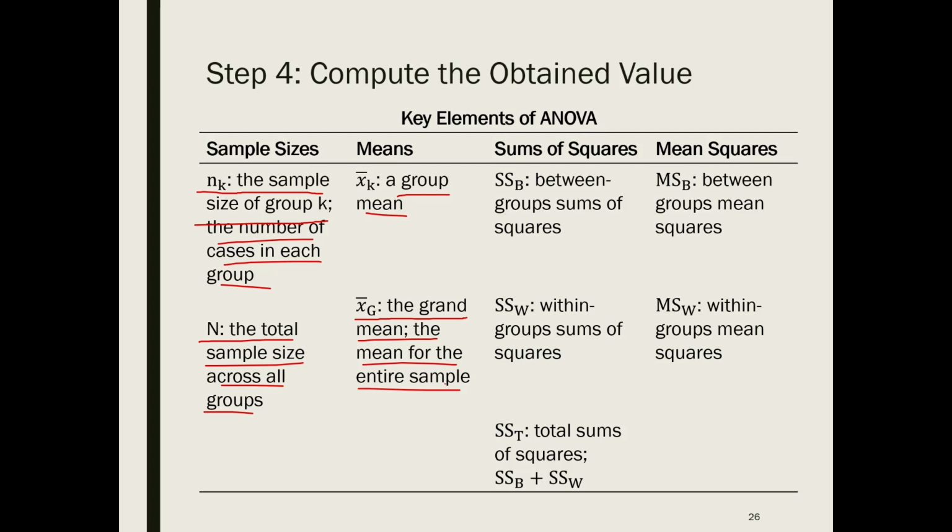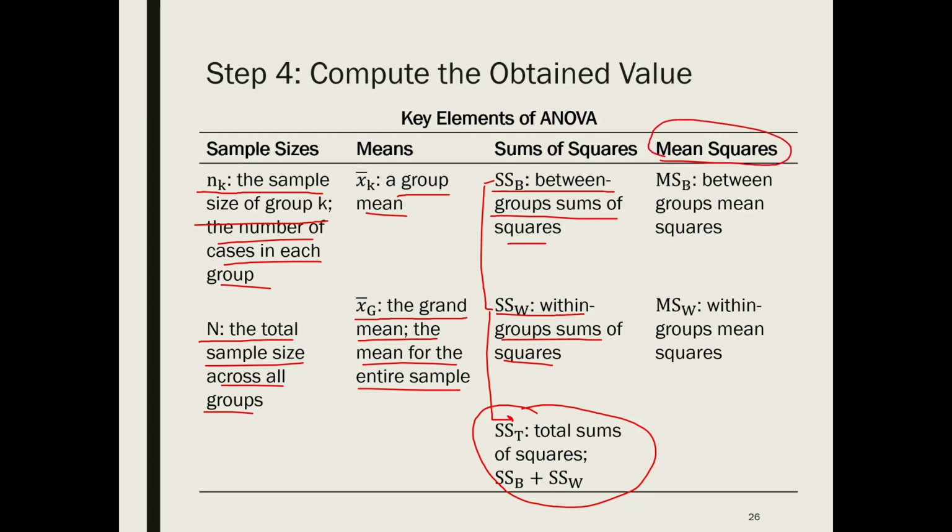You add everything together and divide by the whole sample size, and you get the grand mean, Xg bar. The sums of squares: SSB is the between group sum of squares, SSW is the within group sum of squares, and the total sum of squares, SST, equals SSB plus SSW. If you add those together, you get the SST. MSB means the between group mean squares.